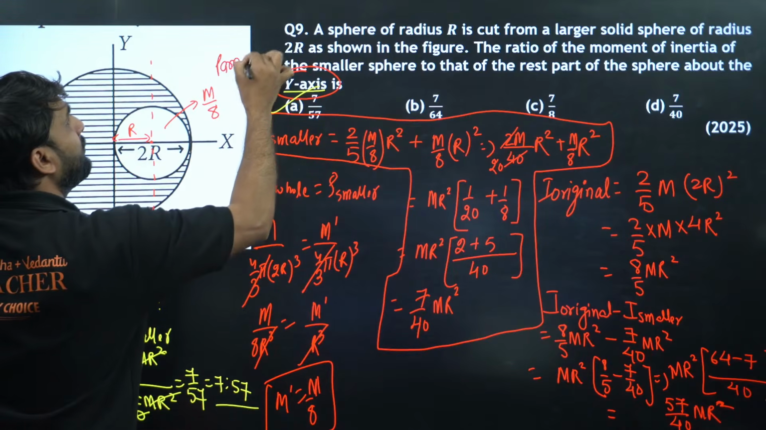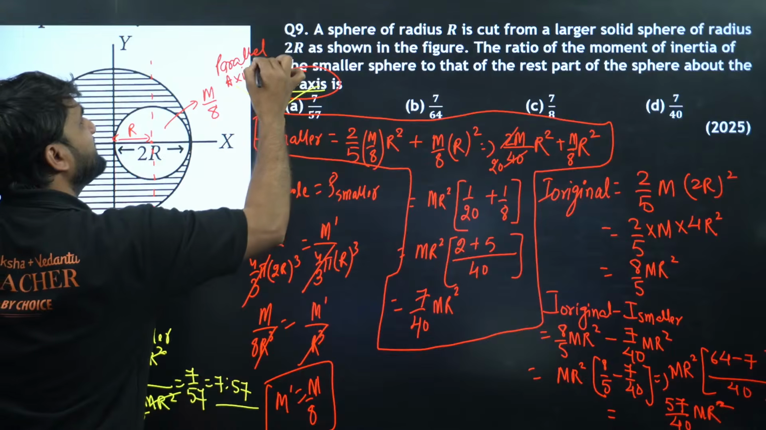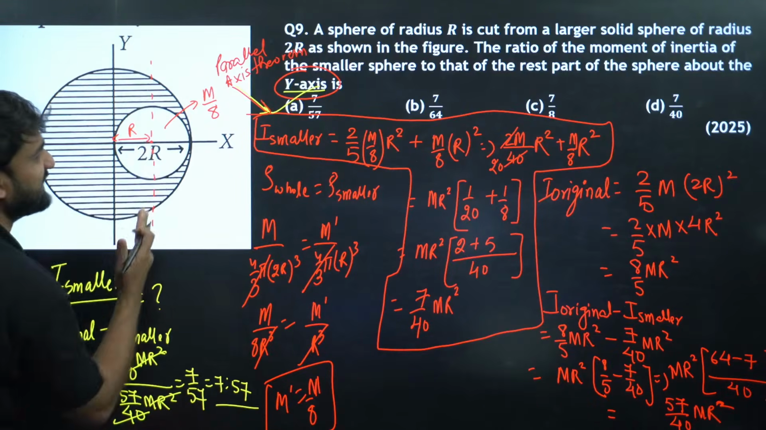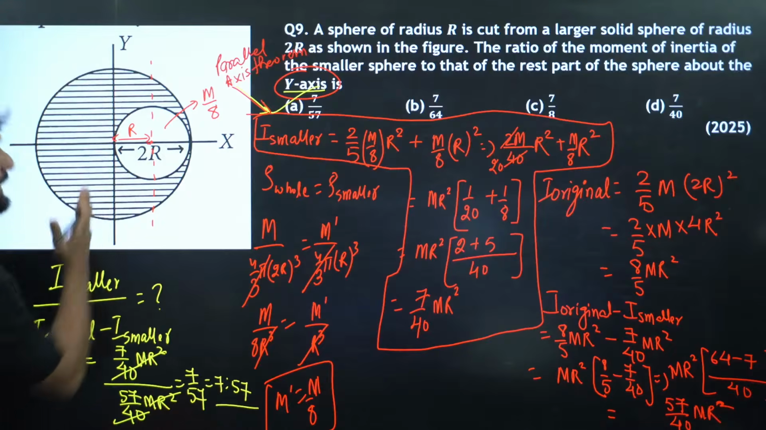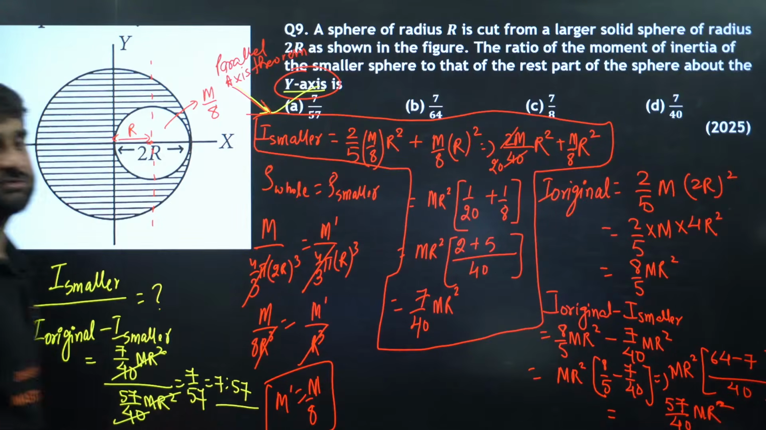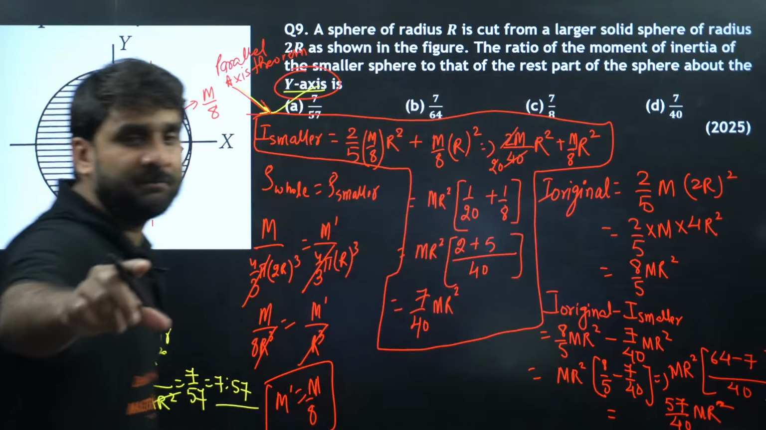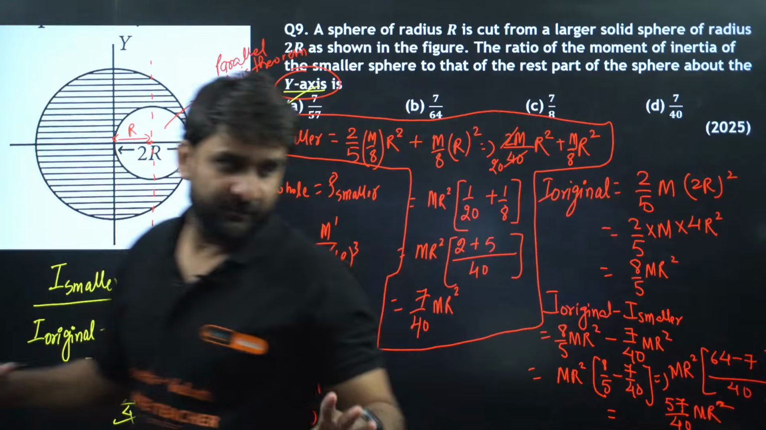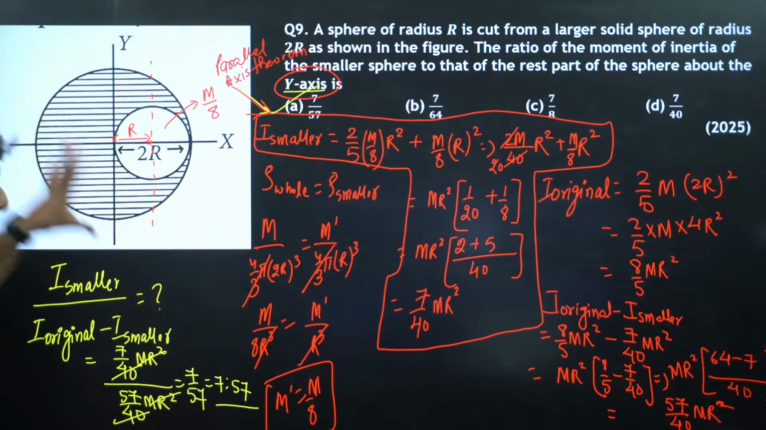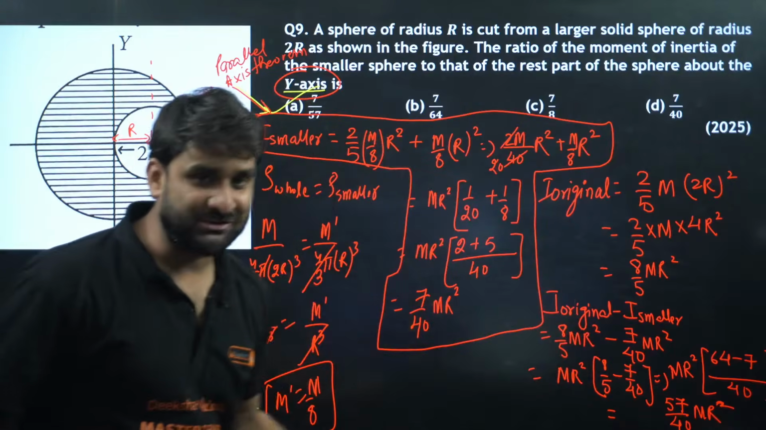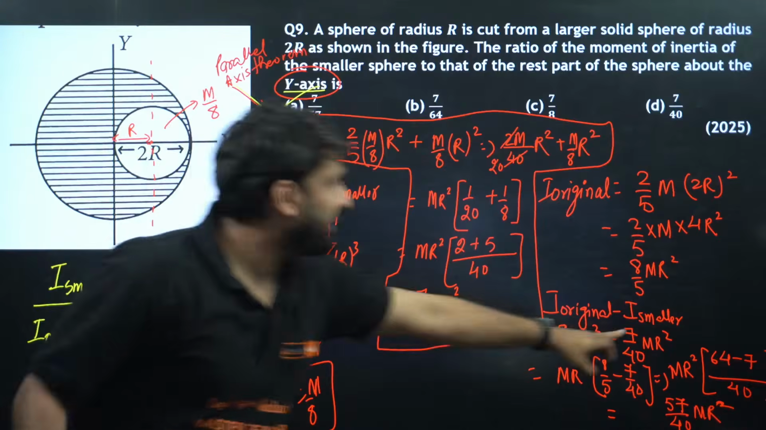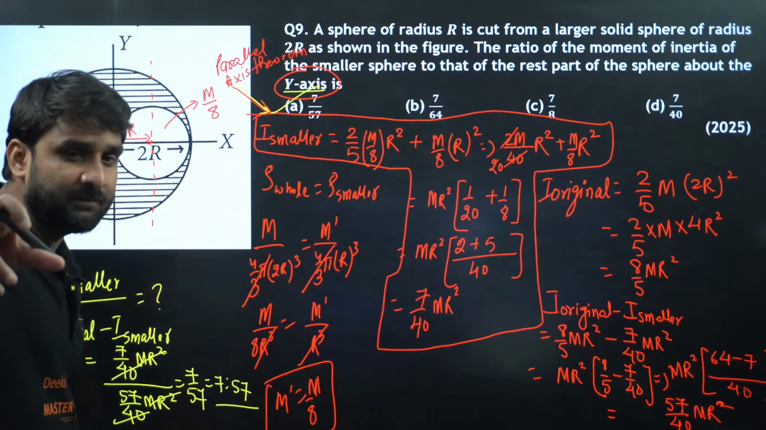Here we have applied parallel axis theorem, because the axis which is passing through the center of a smaller sphere is parallel to this y-axis. So we have to apply here parallel axis theorem. Clear to everyone? I hope the doubt is now clear for everyone. So please keep it in mind, the moment of inertia of remaining part is equal to the moment of inertia of original minus moment of inertia which is removed. And here the removed part is the smaller sphere, and that is why we are writing here I smaller. I hope this is clear to you everyone.